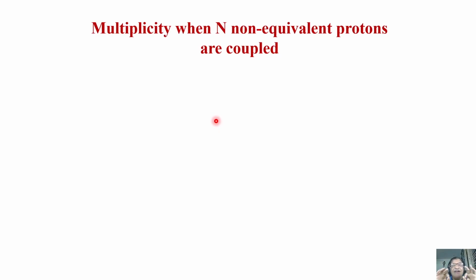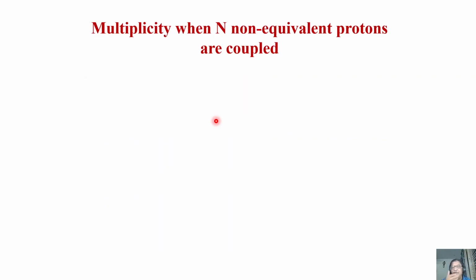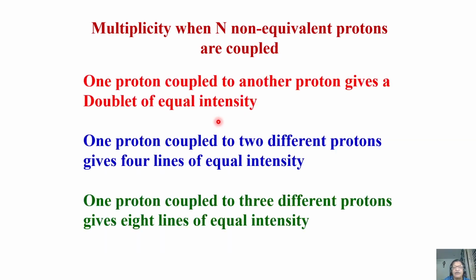The logic is very, very simple. The number of transitions when one proton is coupled to n chemically equivalent protons is simply given by 2 to the power of n. I'll come to that later. Okay, there is some other thing which I want to tell you.